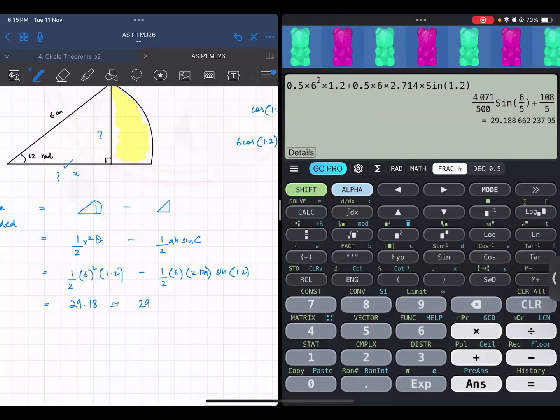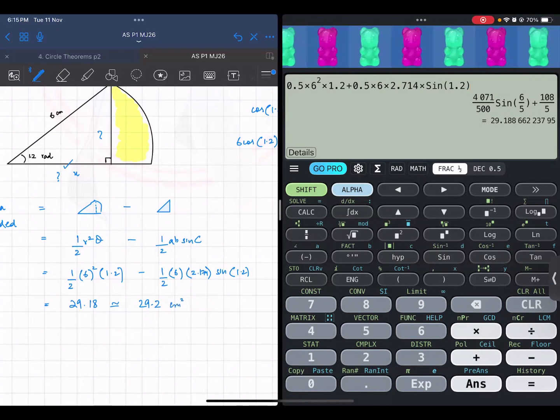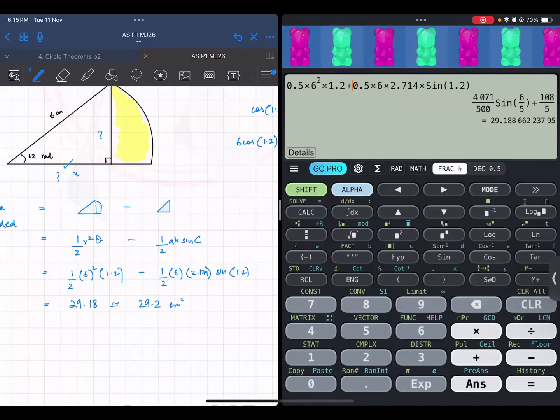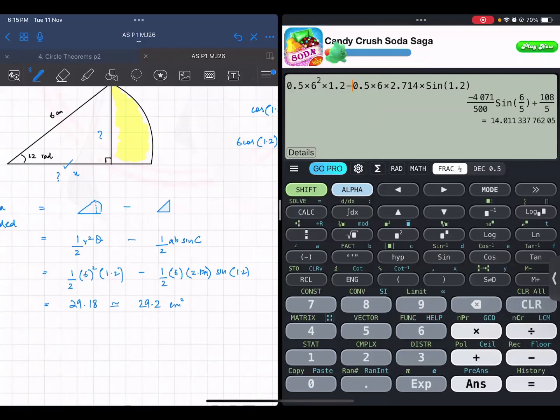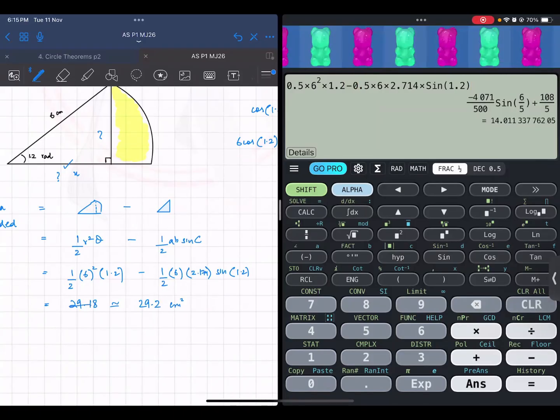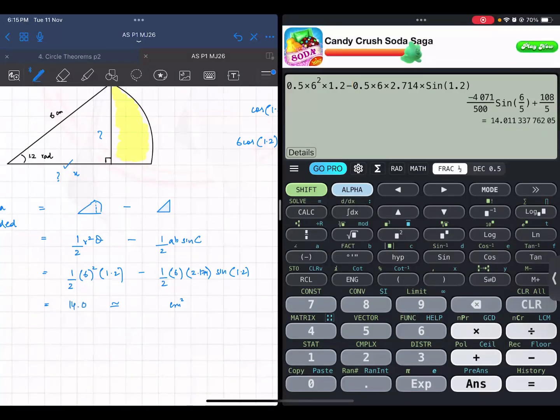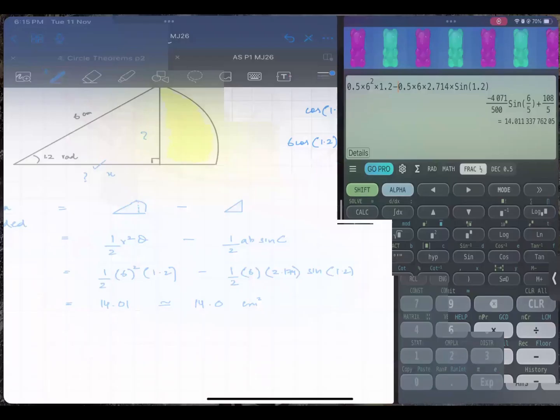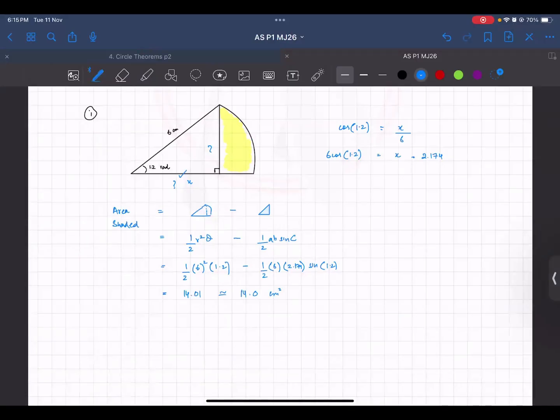So 29.2. It should be minus, not plus, you have added. Yeah, minus, yes, typo. Okay, 14.9 is good. 14.01, which is 14.0, you can say. So you use half of AB sin C for the area of the shaded.